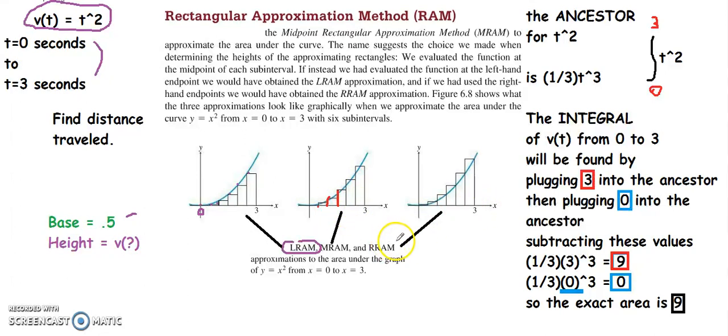And the last option would be if you use the right-hand side of each interval. So now you're looking at the first one having a height at the half mark, and the second one would be the y value, or the velocity value, at 1, and finally the 6th rectangle would be the y value at 3, which is v of 3.